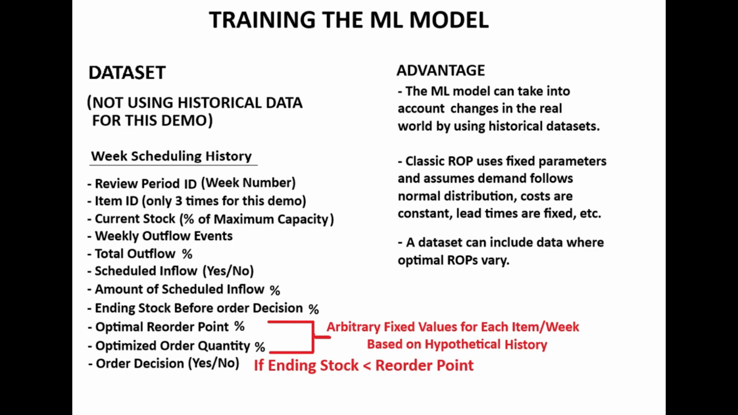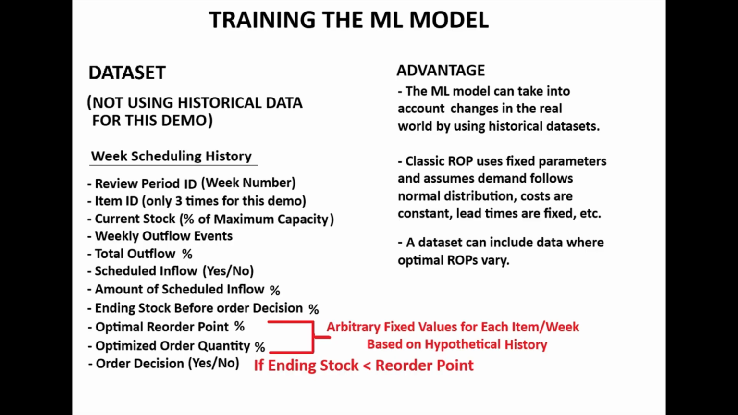Okay, so the data set that's being fed into the model will have the fields of review period ID, item ID, current stock, weekly outflow events, total outflow, scheduled inflow, amount of scheduled inflow, ending stock before the decision, optimal reorder point, optimized order quantity, and order decision.